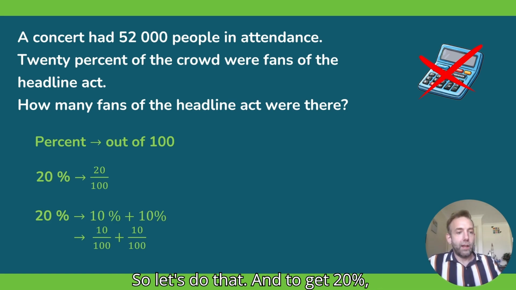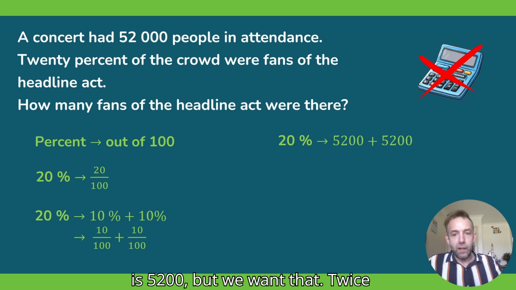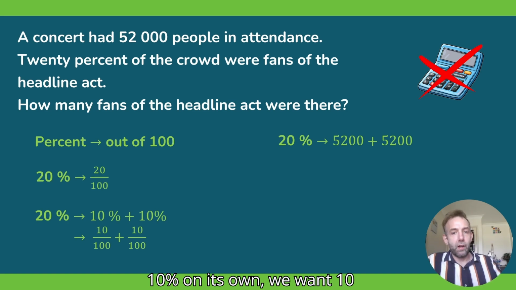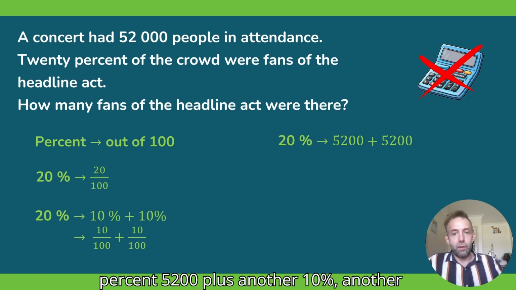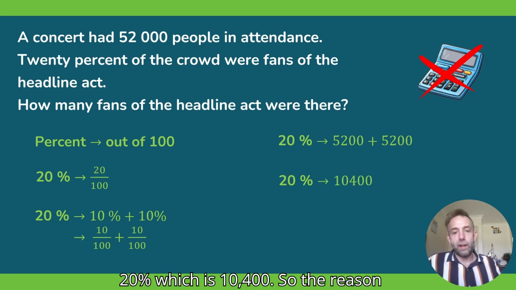So let's do that. To get 20%, we're going to find 10% of 52,000, which is 5,200. But we want that twice over, okay? Because we don't just want 10% on its own. We want 10%, 5,200, plus another 10%, another 5,200, to give us a total of 20%, which is 10,400.